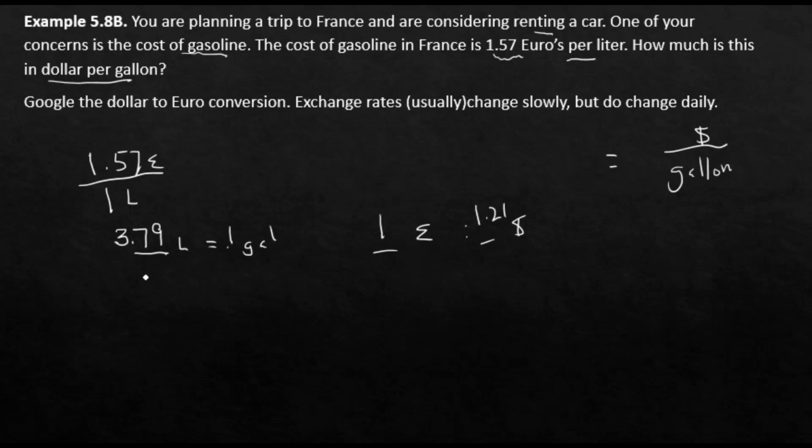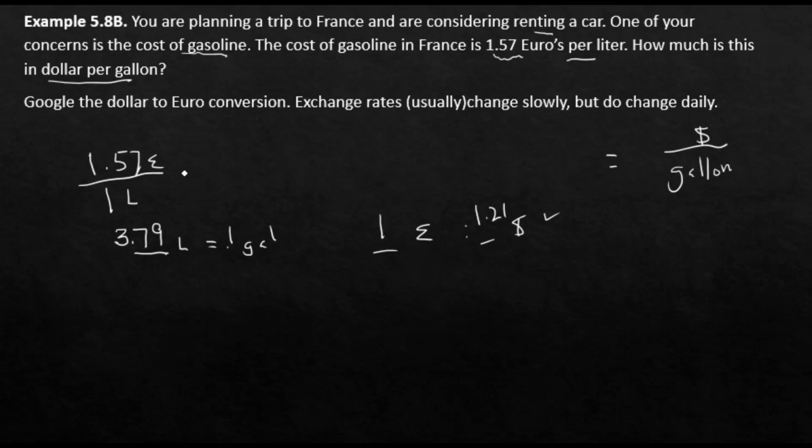So I put in the conversion here, liters to gallons. 3.79 liters equals 1 gallon, and I put in the conversion we just found. Now this conversion, the reason we found it is because it changes all the time. Currency floats on the world currency market. And so this is changing daily. So we got the most updated one. You know, it doesn't change by a lot, but it changes.